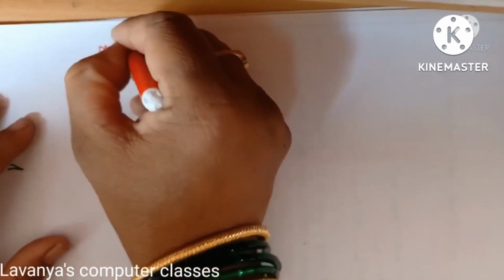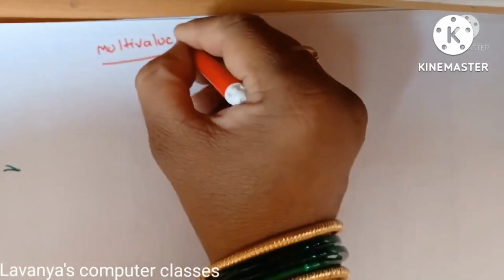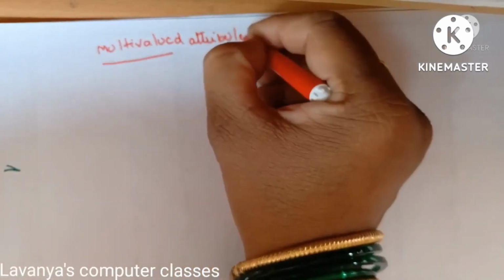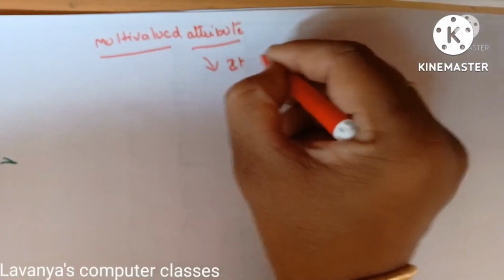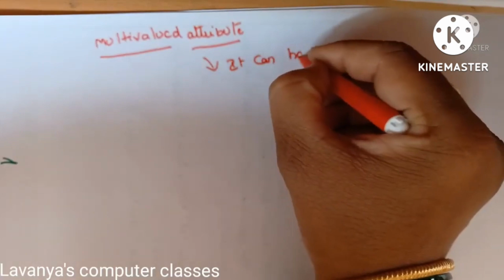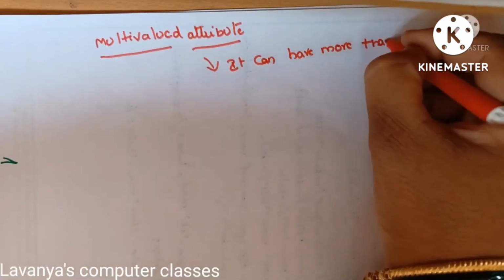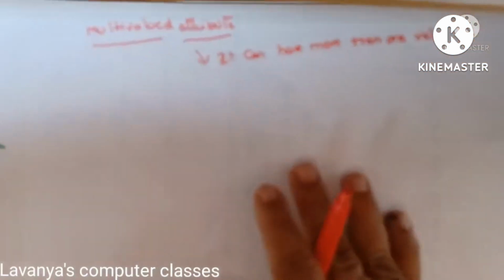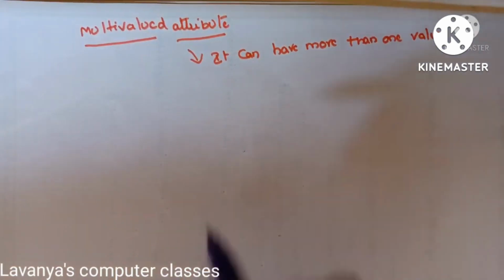Next attribute is the multivalued attribute. Multivalued, in the name only it is there. It takes more than one value. Many values are possible to accept in a single attribute. Any attribute that contains more than one value at a time is called a multivalued attribute.